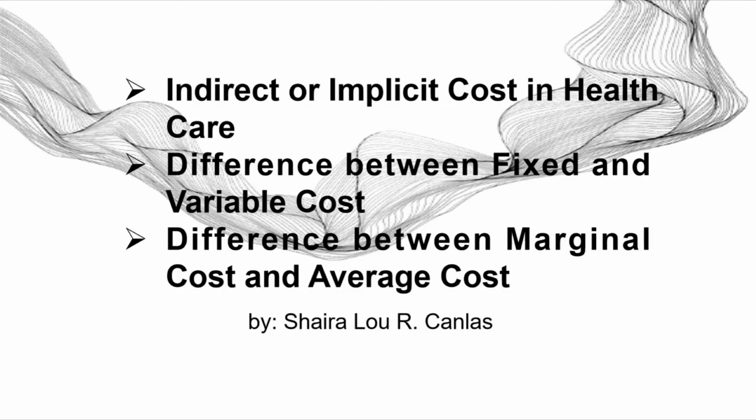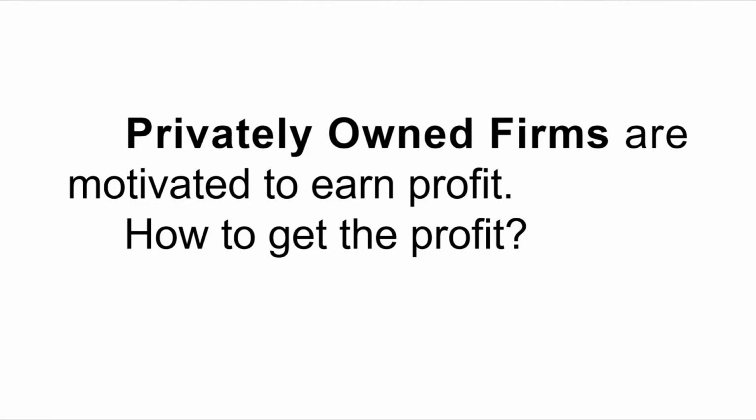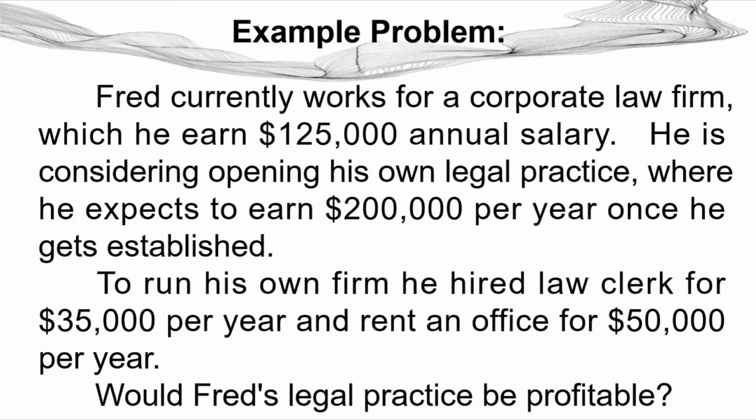Today, I will be discussing the indirect or implicit cost in healthcare, the difference between fixed and variable cost, marginal cost, and average cost. Let's start with private enterprise. It is the ownership of business by private individuals. It includes small-scale, non-employer, and large-scale businesses. Privately owned firms are motivated to earn profit. The question is, how to get the profit or how to compute the profit?